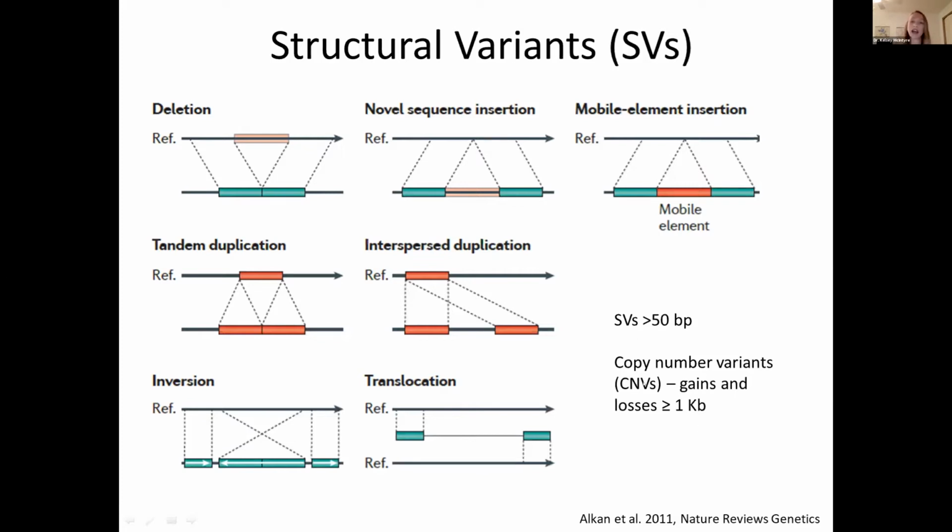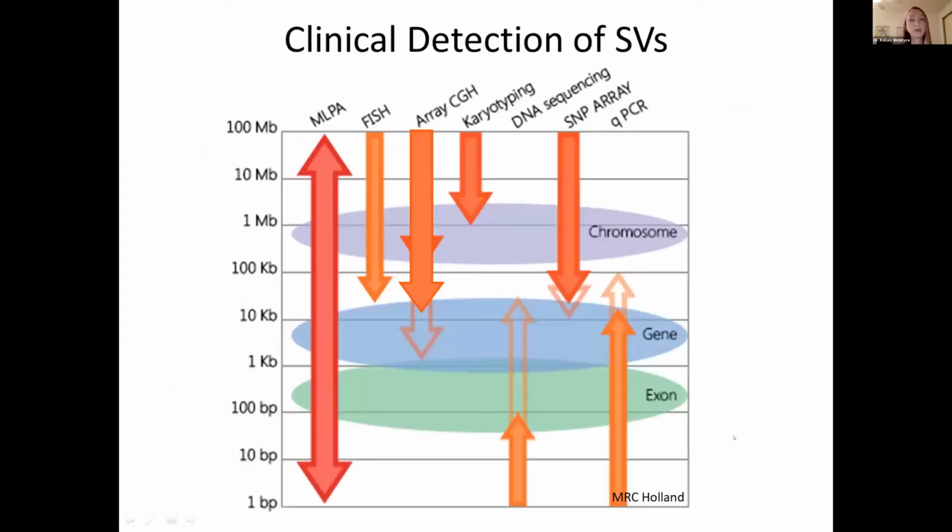I also may inversely use the word copy number variants in the same breath as I'm using the term structural variants, although formally copy number variants are larger, being at least 1 kb in size, and include only things that change the copy number state. So gains or losses, deletions or duplications, does not include balanced events. But we're really including all of these types of events here in what we are looking for.